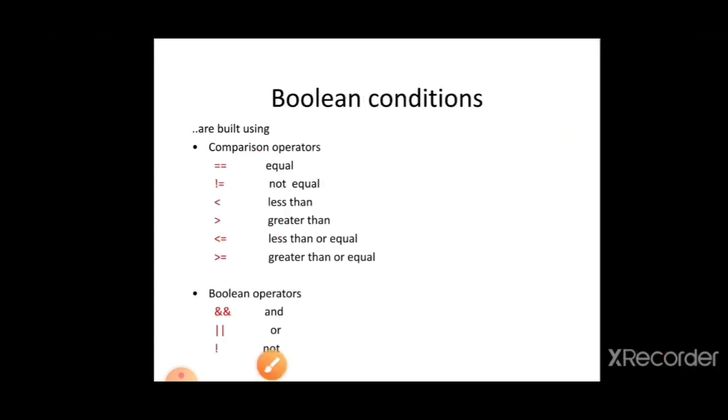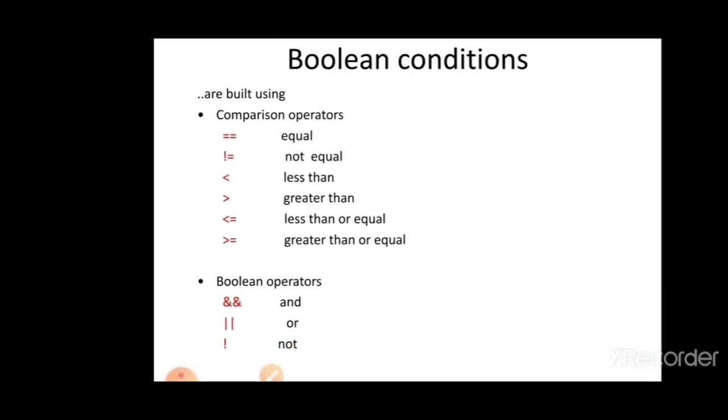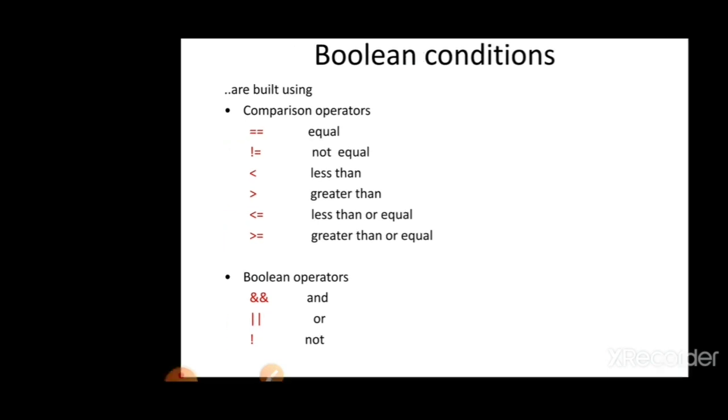Boolean conditions, these are the Boolean condition statements. You have studied these operators in your mathematics subject. This is the equal to and not equal to operator, less than operator, greater than operator, less than or equal to and greater than or equal to operator, and the Boolean operators and, or, not. These are the Boolean conditions. As per requirement, you can use these operators in your programming.